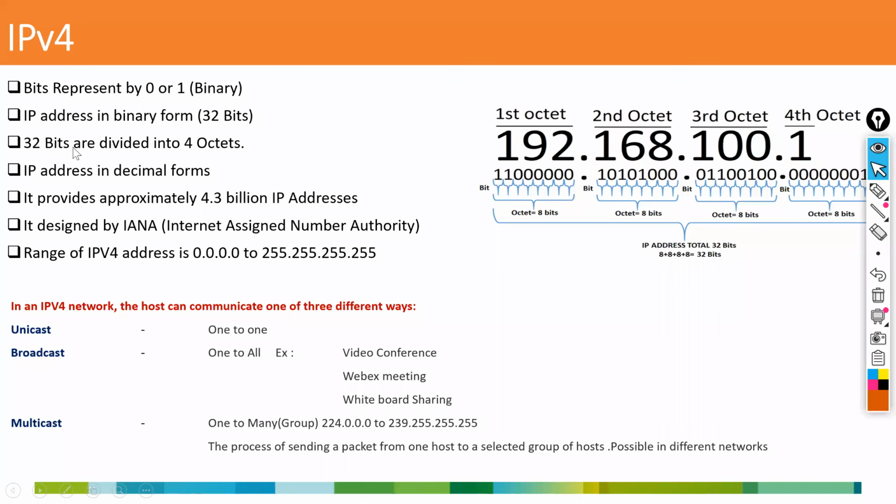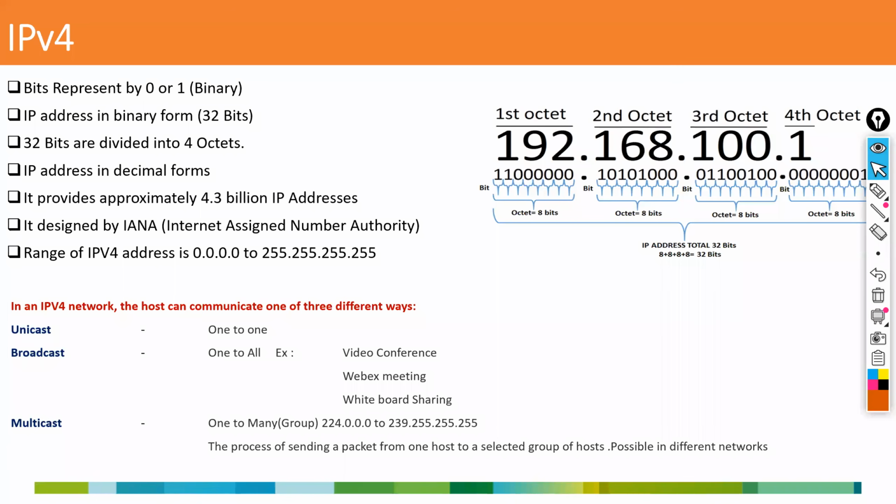Now, these 32 bits are divided into 4 octets. Octet generally means 8. I'll come back to this. The IP address is in decimal format. Decimals means any number between 0 to 9. See here, 192: 1, 9, 2, comes between 0 to 9. 1, 6, 8. 1, 0, 0, 1. In between we have dots, so that's the reason it's called dotted decimal format. IPv4 is in dotted decimal format, because between the IP address parts we have the dots.